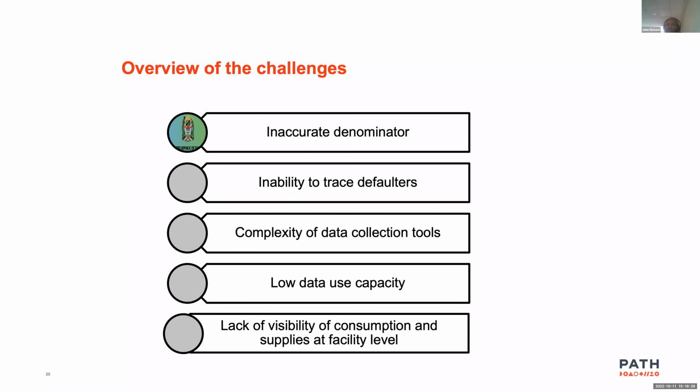Starting with inaccurate denominator. For Tanzania, the source used to estimate the number of children or clients for each facility is provided by the National Bureau of Statistics. However, in practice, the actual number in a given catchment normally varies from the estimated numbers. If we are uncertain about how many children need to be immunized every month, we cannot truly say that we can measure the success.